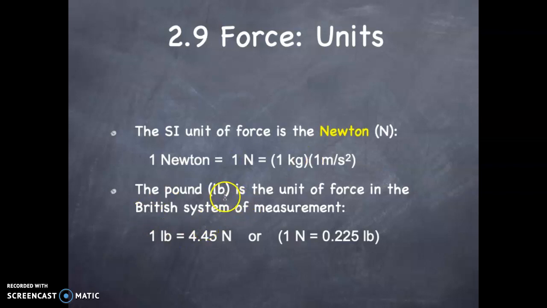We also talk about a unit of force in the British system, that is the pound, and 1 pound is equal to 4.45 newtons. Okay, so we will go back and forth between those units. We can convert between a pound and a newton. In fact, if you weigh something like 160 pounds, you can convert your weight from pounds to newtons. If you multiply 4.45 by your weight, that will give you your weight in newtons.